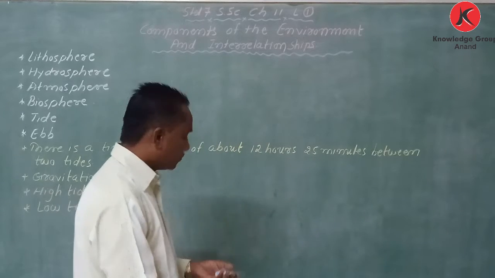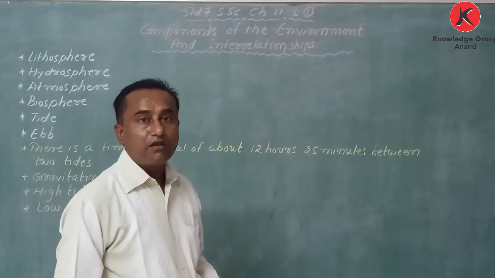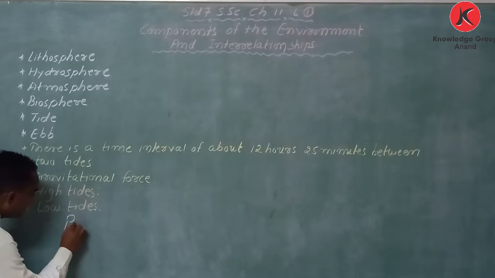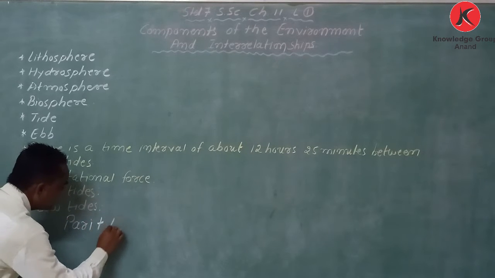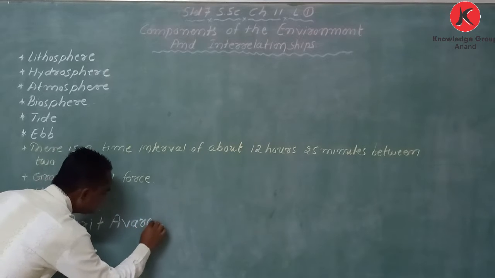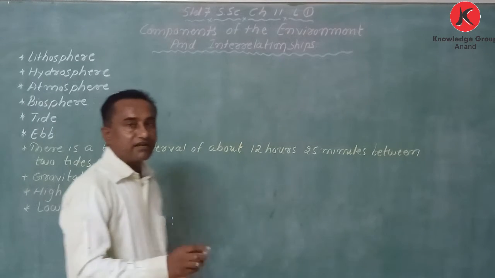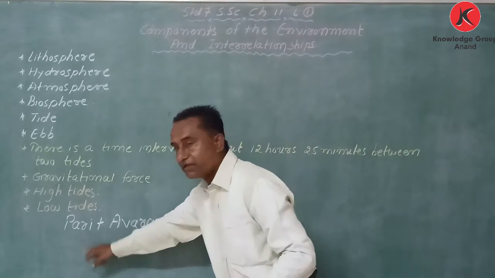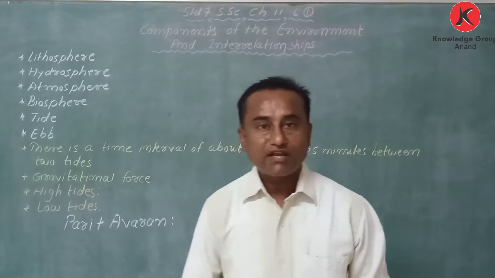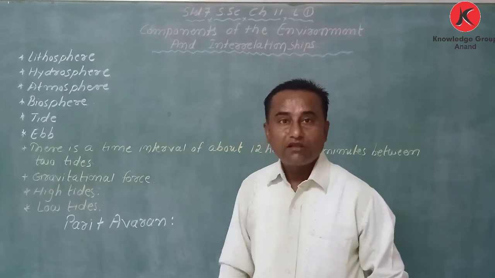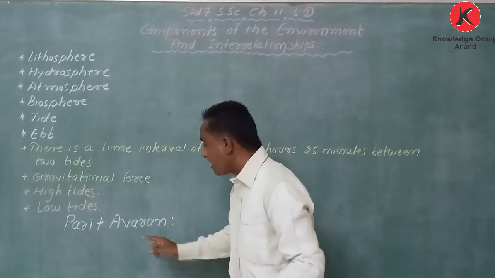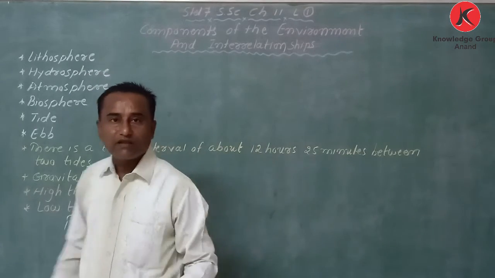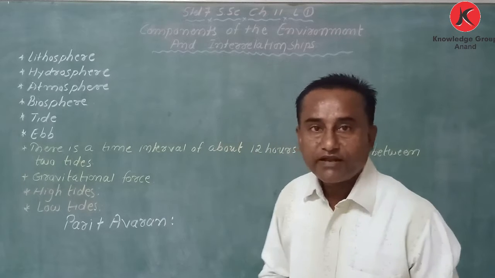The word paryavaran is made up of two words, pari plus avaran. I am writing it here. Pari plus avaran, that is called paryavaran. Now, what is the meaning of pari? Pari means around, surrounding, and avaran means layer. Same meaning in English, avaran means sphere.